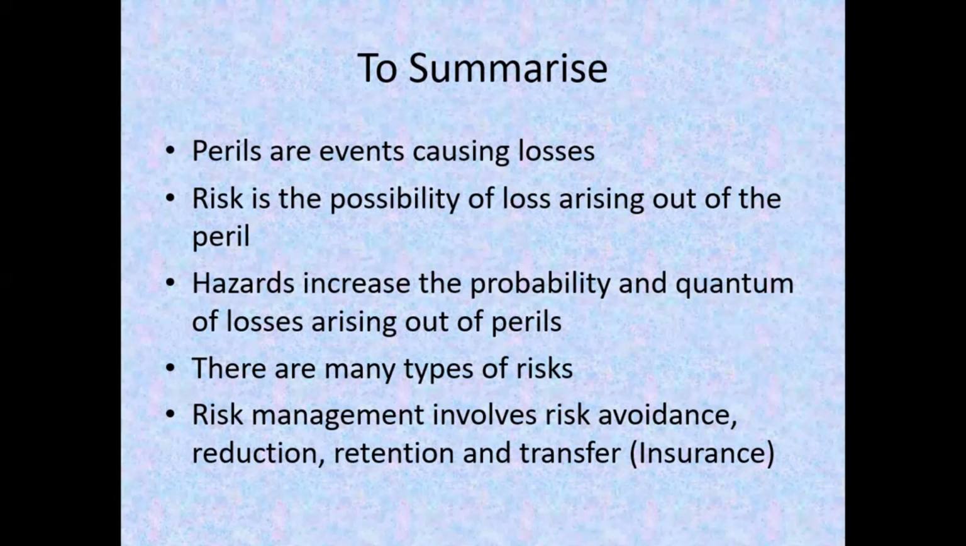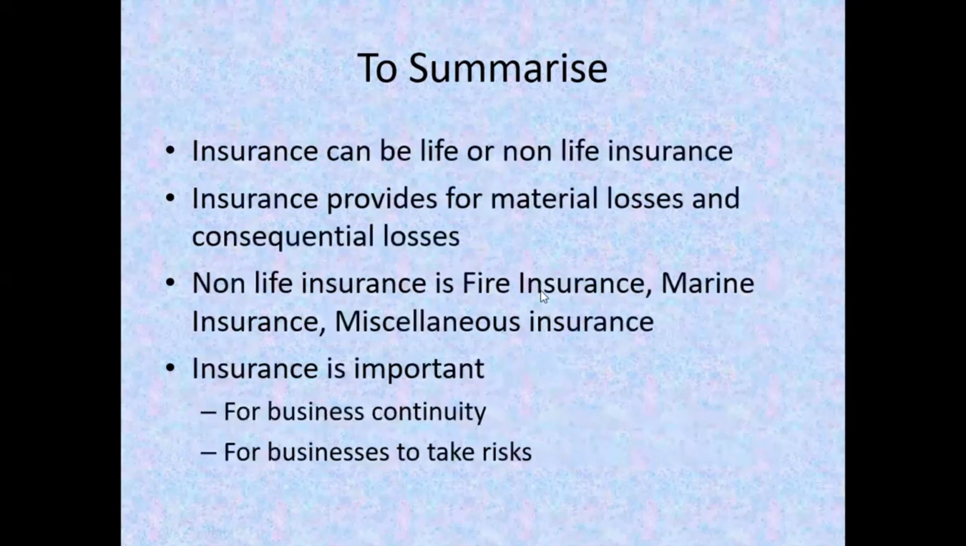So just to summarize, we saw peril, we saw risk and hazard, we saw the various types of risks, and we also saw the various methods of handling risk, which are avoidance, reduction, retention, and transfer. We also saw the categorization of life and non-life, and the broad classification of fire, marine, and miscellaneous, and the need for insurance at a national level and at the business level, right? It is needed for business continuity, for economic development, and also for social security.